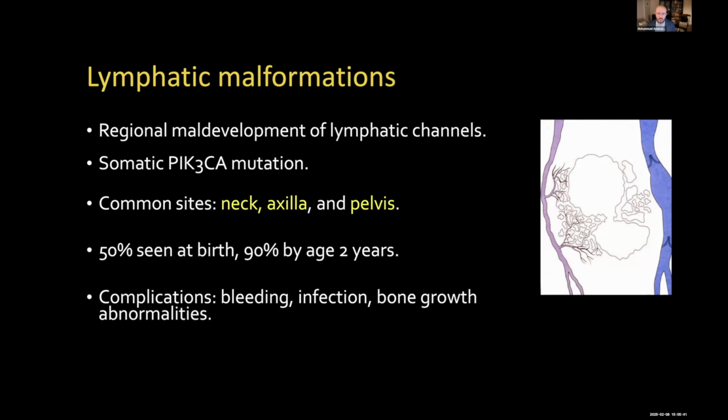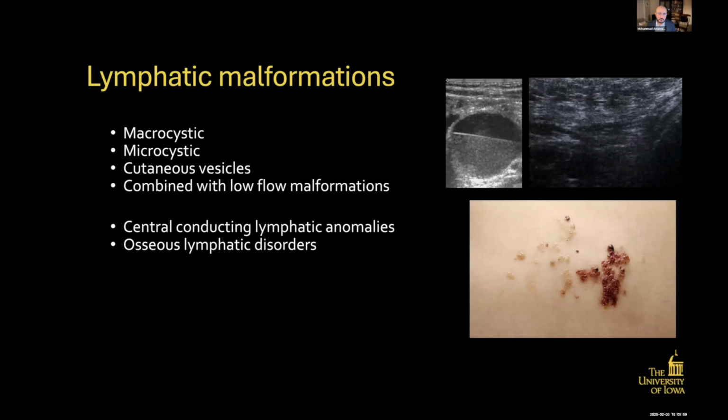And by age 2, 90% of these lesions will be evident clinically. Again, by definition, these are present at birth, but they might not be evident right away. The complications: they can have intralesional hemorrhage, they can get infected. If they're surrounding bones, for example around the jaw, they can cause bone growth abnormalities.